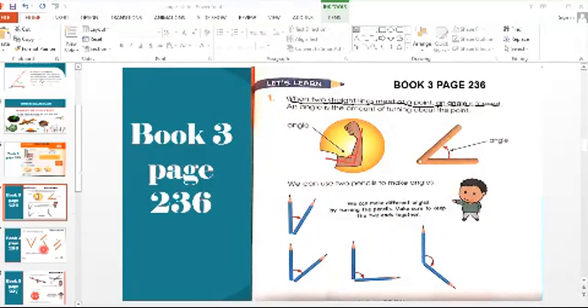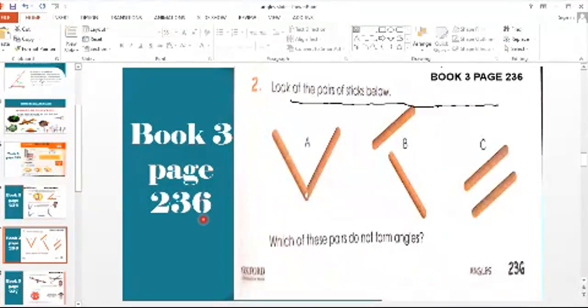On the same page, the teacher has shown a very nice example, and I'm sure you all can find out by yourself. Look at the pairs of sticks below. Which of these pairs do not form an angle? Can you point out which pairs do not form an angle? If I look at picture A, yes, there is an angle because two points are meeting at this point, so an angle is formed. There is no angle in picture B, and there is no angle in C.